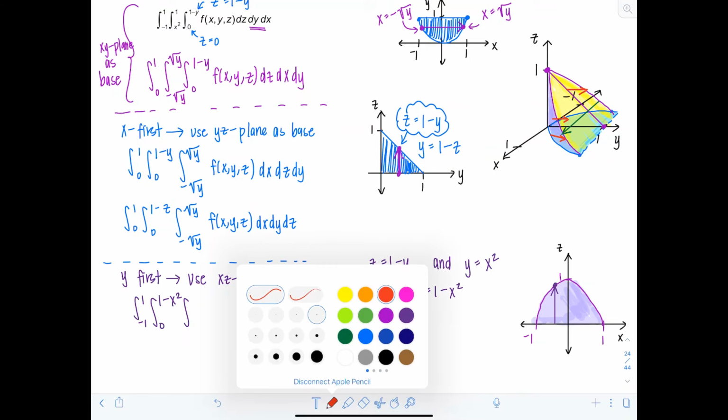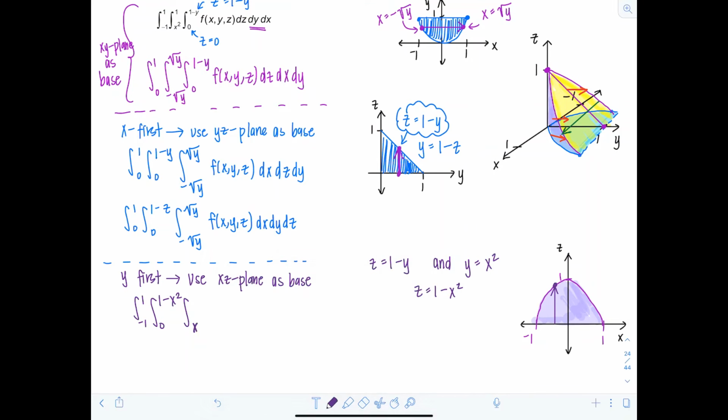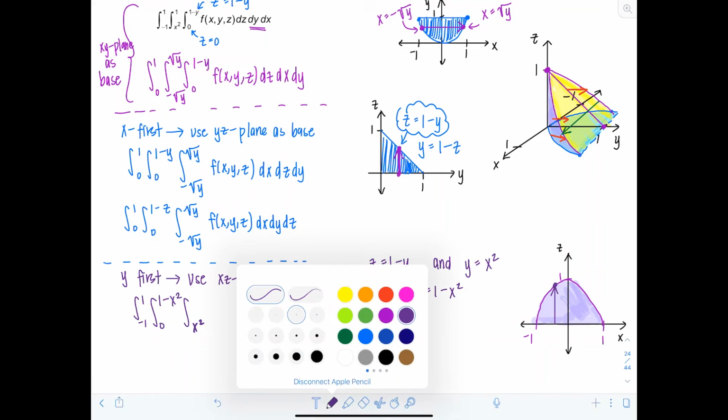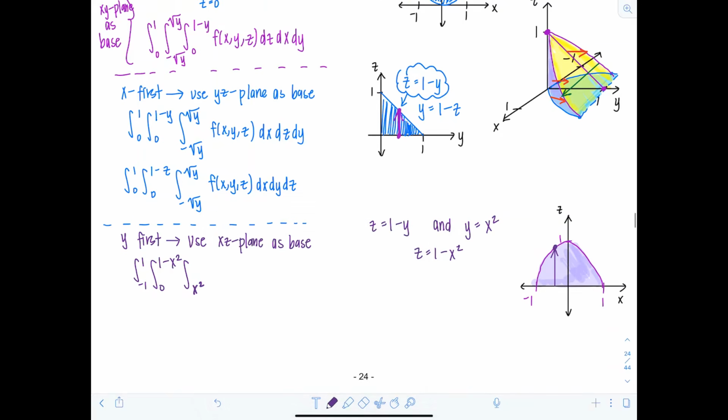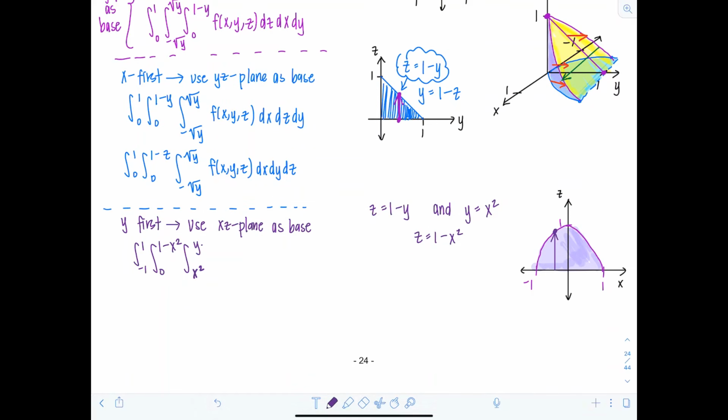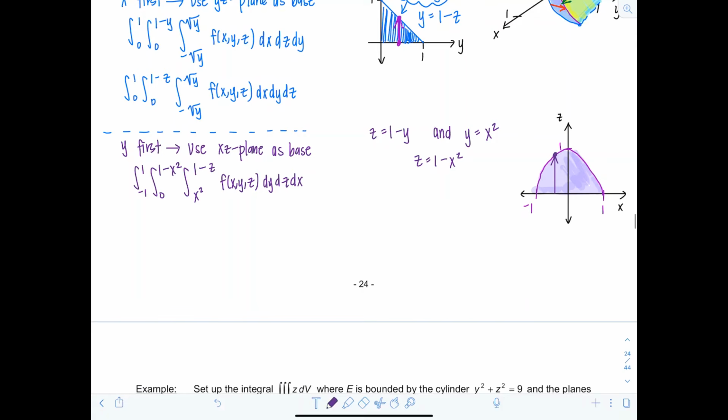So what was the equation for the parabola? It was x squared. What was the equation for the plane? Well, y was equal to 1 minus z. And then you have f of xyz dy dz dx. It's going to bother me, that one came out too thick. Okay, very good. Now let's switch it up.